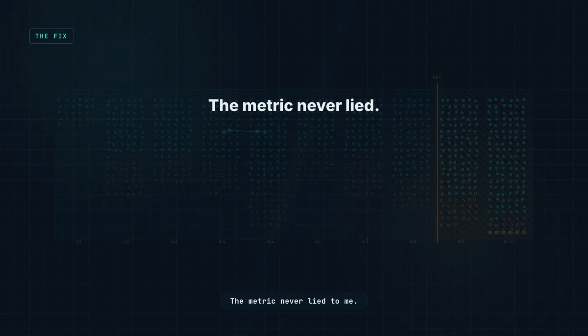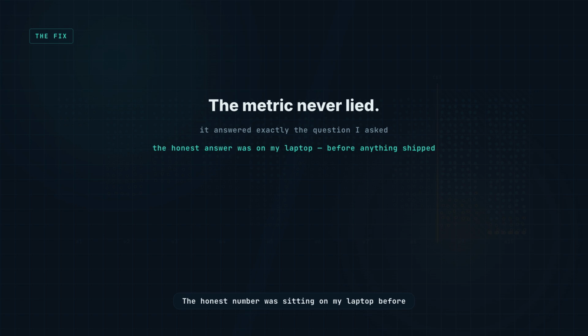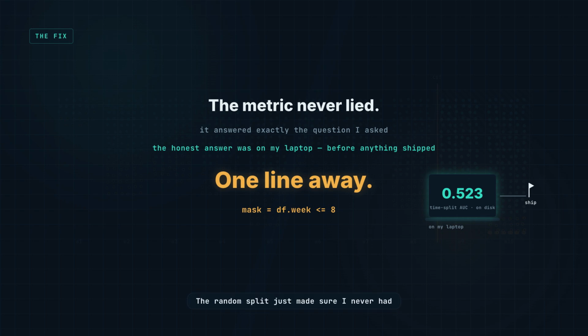The metric never lied to me. It answered the question I asked it. The honest answer was sitting on my laptop before anything shipped, 1 line away. The random split just made sure I never had to look at it.